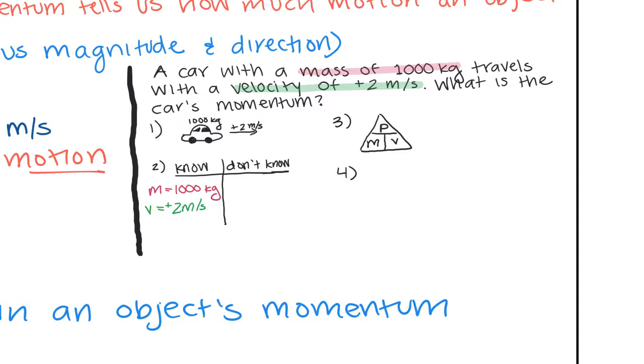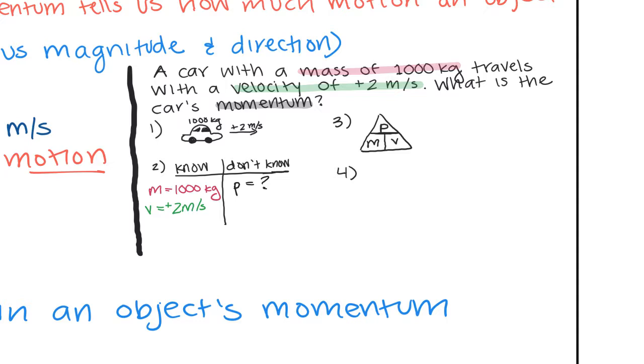All right, so what we don't know, this is again what the problem is asking for. If you ever get stuck on what you don't know, just look at the question. It asks, what is the car's momentum? So I'm going to write p, lowercase p for momentum, is equal to question mark. Right? So again, this is a really nice 3-variable equation here.